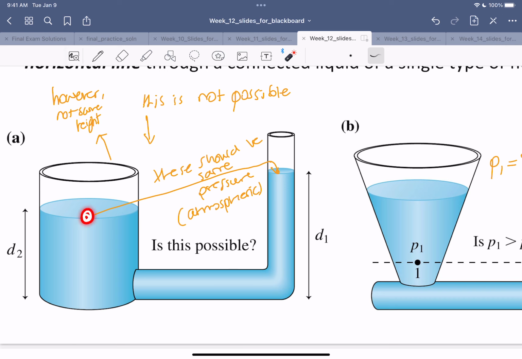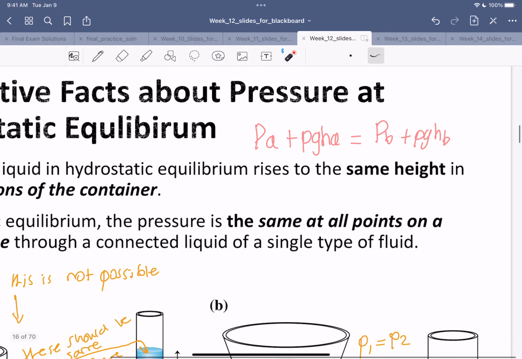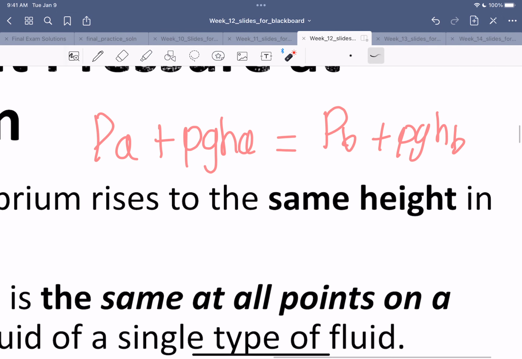Yeah, so the atmospheric pressure, right, because they're in contact with the atmosphere at the top of those columns right there. Atmospheric pressure is 10 to the 5th pascals, right? We're assuming obviously that this is one type of fluid, it's just water throughout. And so based on that hydrostatic pressure equation, if water is water, then the density here and the density there are the same. Gravity here and the gravity here are the same, right?